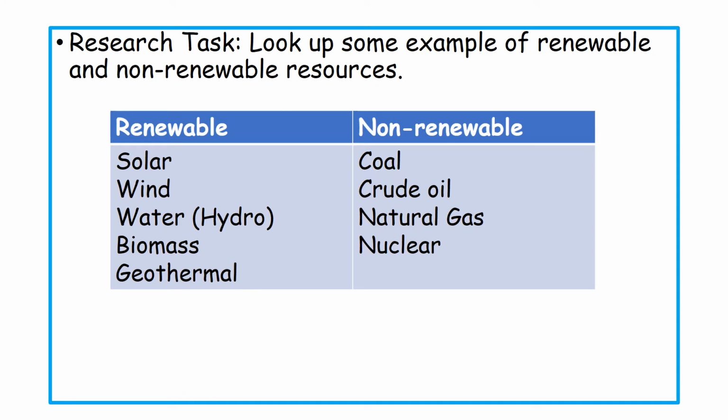Okay, so you've gone away and looked up sources of renewable and non-renewable fuels. How many did you get? So our top 5 renewable sources of energy are solar, wind, water, biomass and geothermal. And non-renewable, there is coal, crude oil and natural gas, but there is also nuclear. Now nuclear fuel lasts for a very long time. However, there is only a finite amount of uranium and plutonium on the planet, and once that is used up, it's gone and we will have no more nuclear fuel, but this is unlikely to happen for quite a long time. We're talking thousands of years.